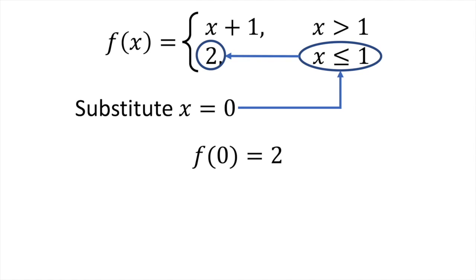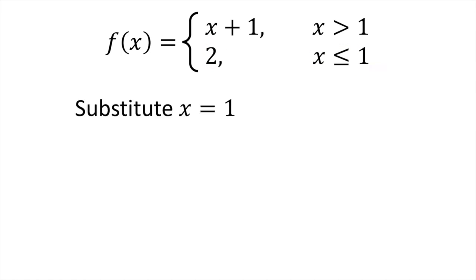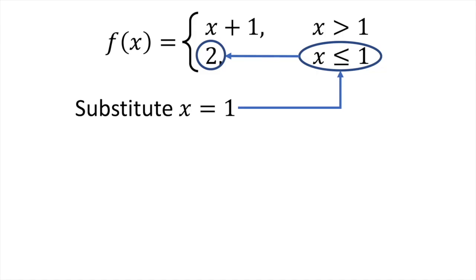Great. Now let's try x is equal to 1. This is actually kind of tricky because it's right at the border, right? But we know that 1 is less than or equal to 1 because that's where the equal sign is. So we are still going with the x less than or equal to 1 part of the domain, and we get 2 again. So f of 1 is 2.